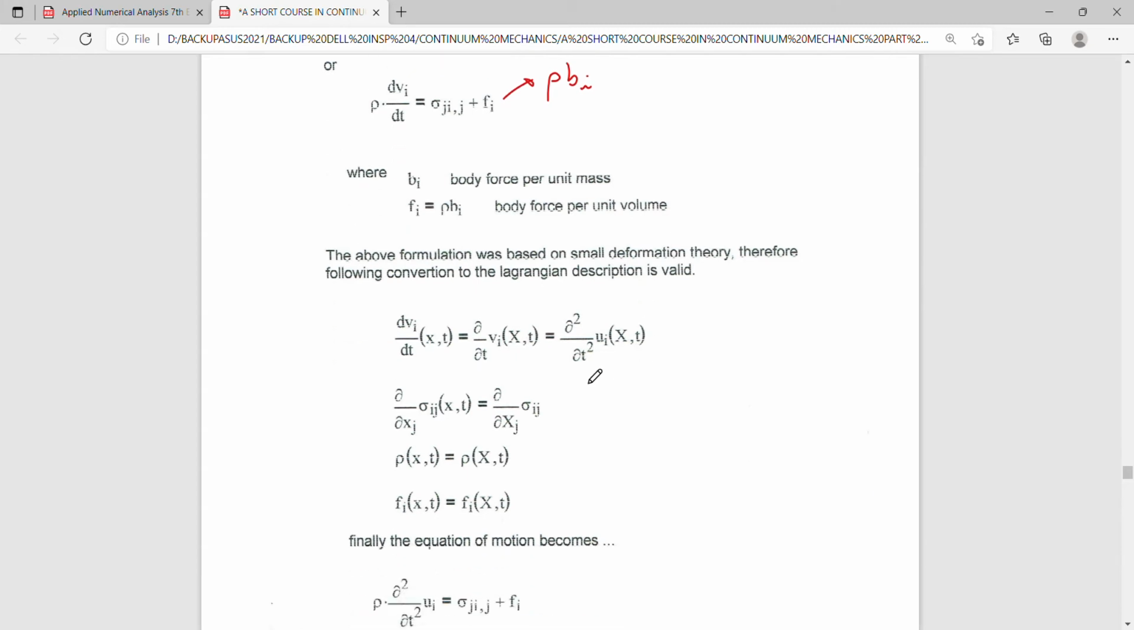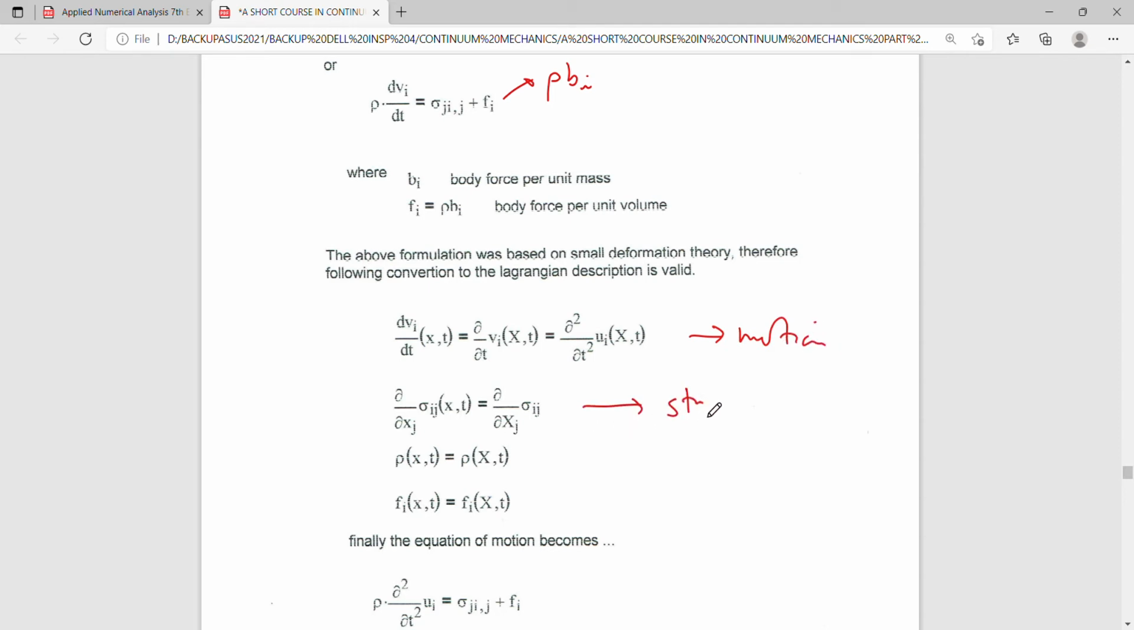Okay, so again, this is Eulerian to Lagrangian, and if we want to use, instead of velocity, your second derivative of displacement, so these three expressions here are equivalent. Also, so this is in terms of motion. So this is in terms of stresses.